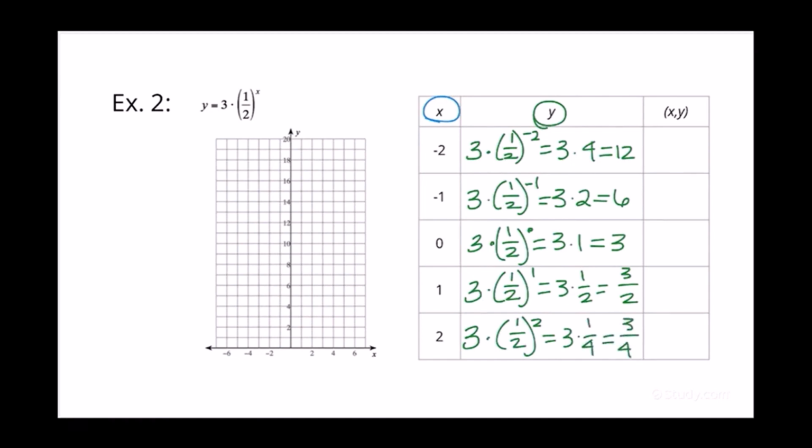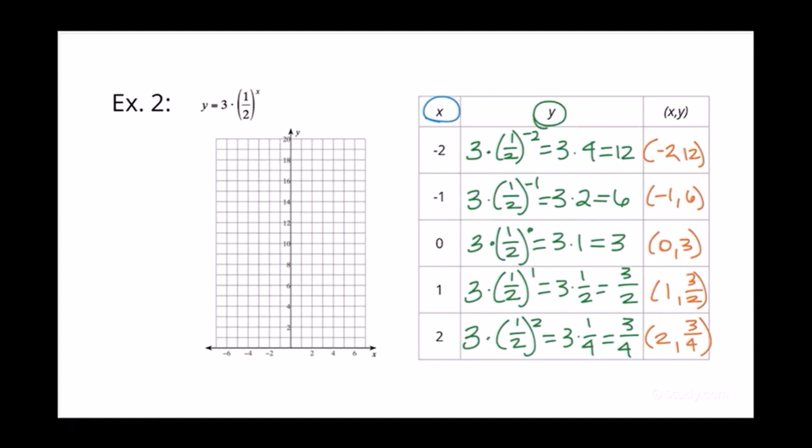To create our ordered pairs, we have -2, 12. We have -1, 6, 0, 3, 1, 3/2, and 2, 3/4. Before we put those on our graph, let's get our asymptote on our graph.